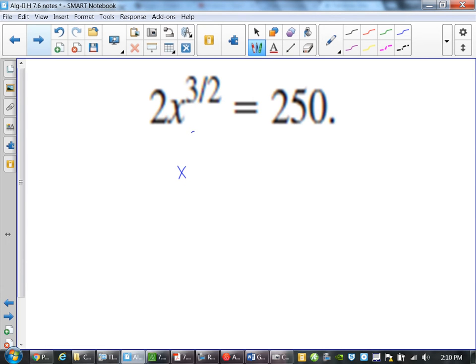I get x to the 3 halves is 125. Now, when you're dealing with fractional exponents, what you're doing is you have to undo them by raising them to their reciprocal power. Because if I raise it to the reciprocal power, I have power to power, which means you would multiply those together, and you get x to the 1. But I did 2/3 power on one side, which I have to do on the other.